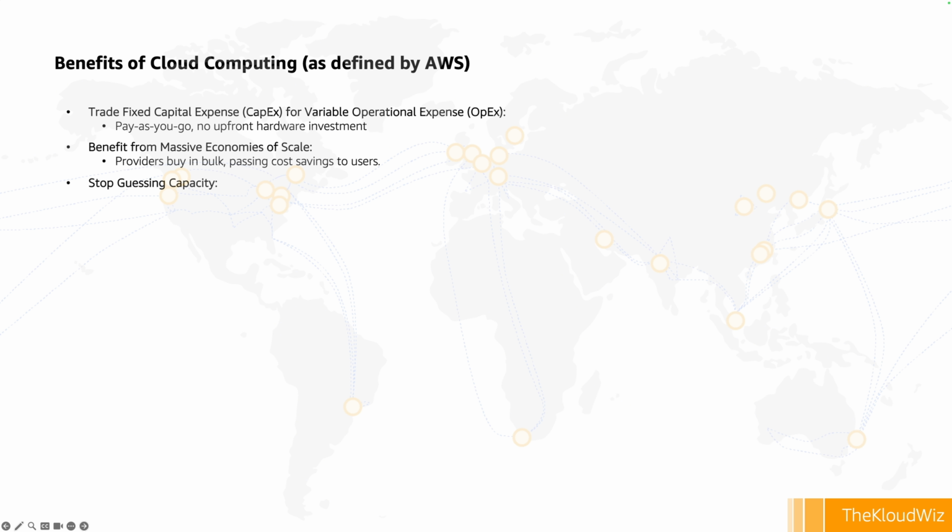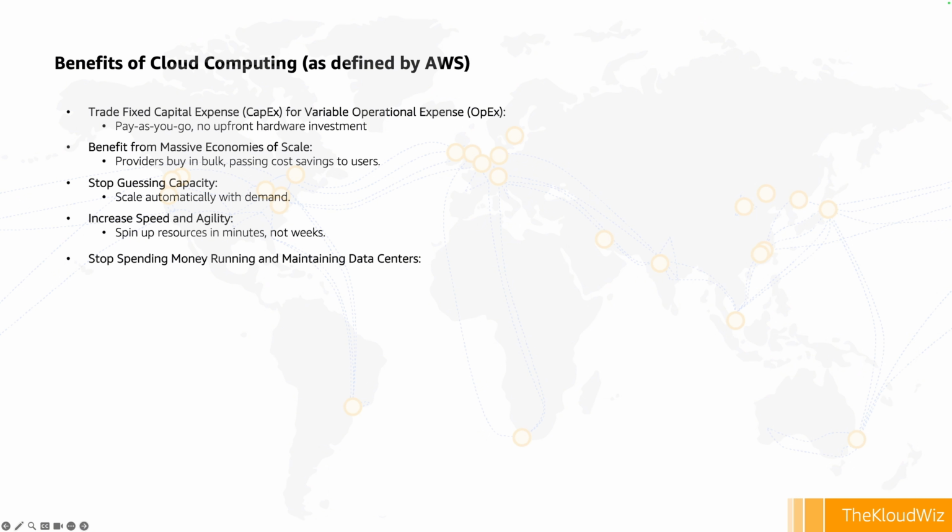Thanks to the elasticity and scalability of cloud, you can now start small and scale automatically with demand. It increases speed and agility because you don't wait days, weeks, or months to provision servers. You can just log into the AWS platform and spin up your servers in a matter of minutes. And of course, you stop spending money on running and maintaining data centers because AWS is going to handle the physical infrastructure so you as a customer can focus on your workloads.